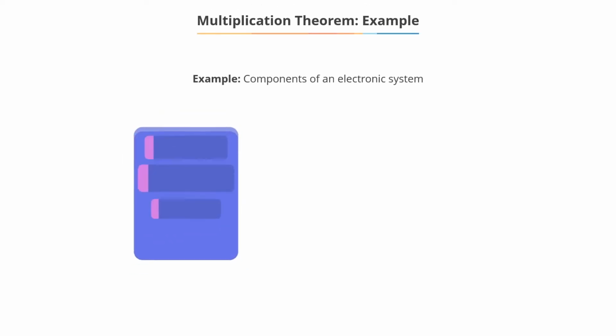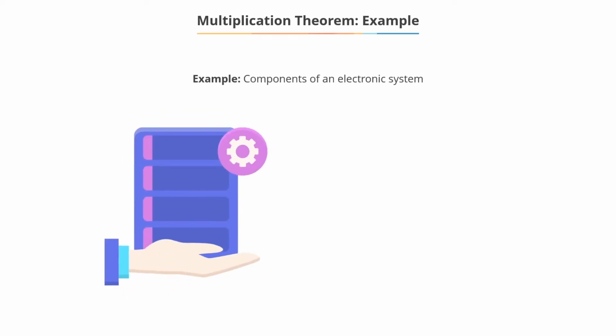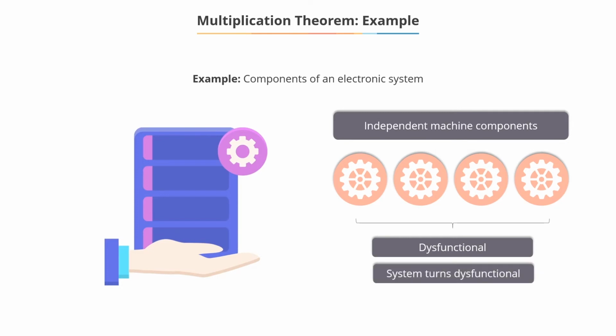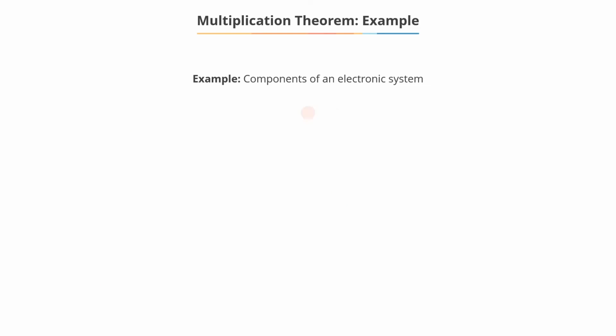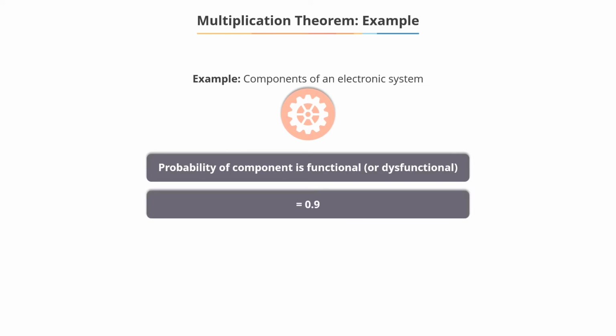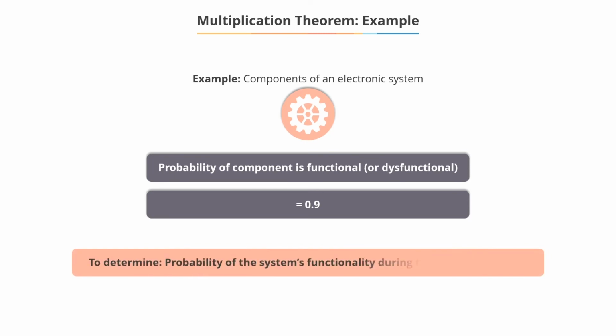Let us consider the given example. An electronic system consists of four components of identical functionality. The system becomes dysfunctional only when all the components are dysfunctional. The functionality of each is independent of the other. The probability that a component is functional during the guarantee period, independent of the other, is 0.9. What is the probability that the system is functional during the guarantee period?